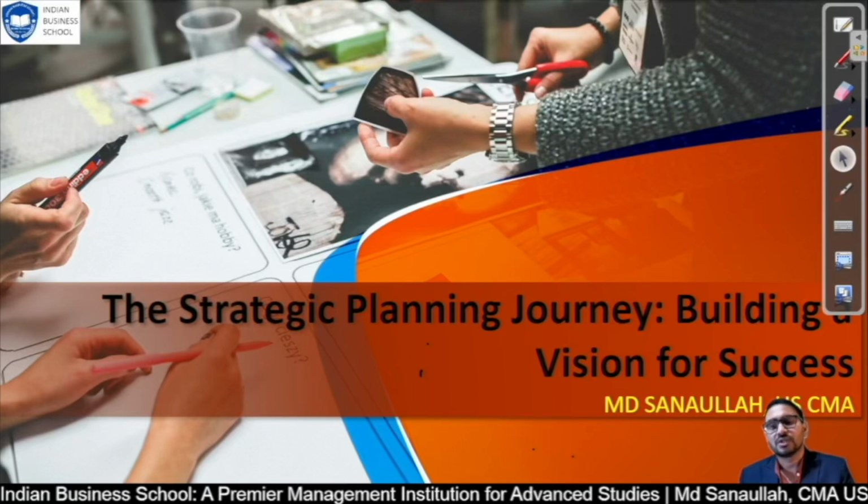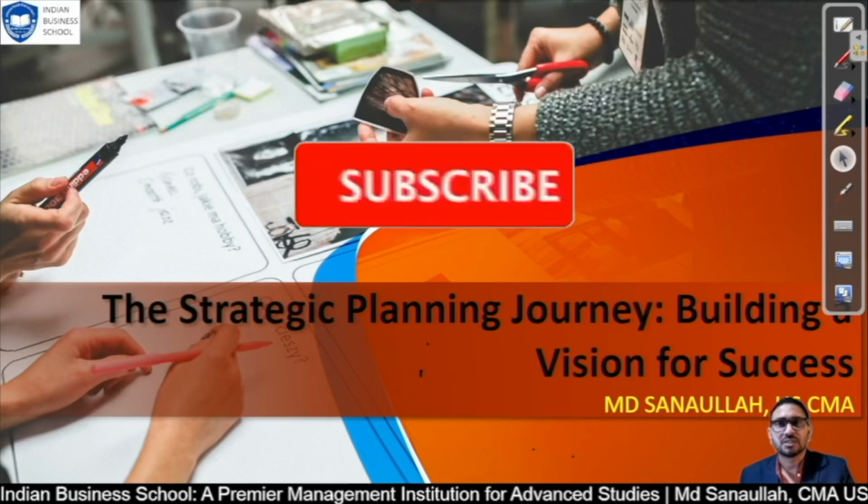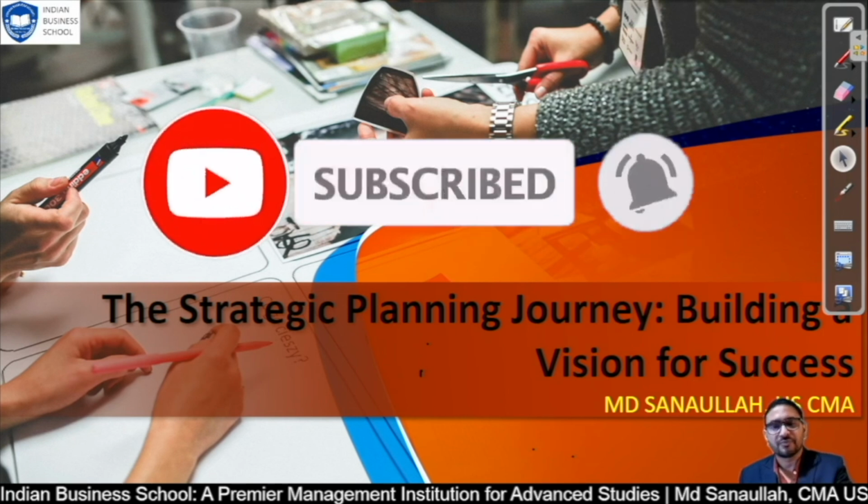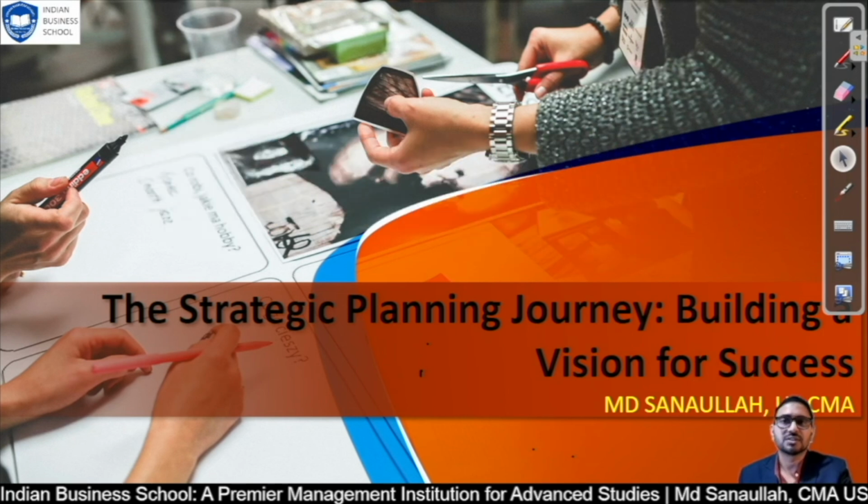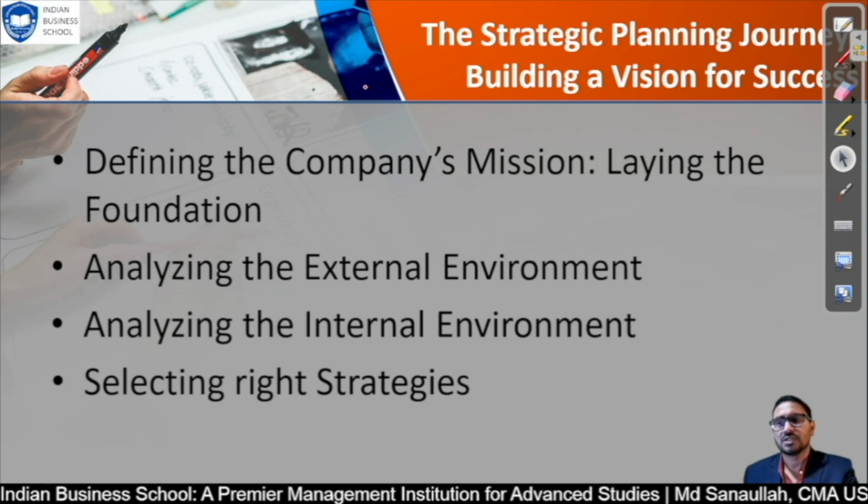Last session we already discussed the strategic planning journey, which we have divided into 5 parts. Out of the 5 parts, we discussed the structured way of planning, and then we were discussing the external factors with regard to strategic planning. Now we will discuss the internal factors which are going to influence the company's strategic planning journey.